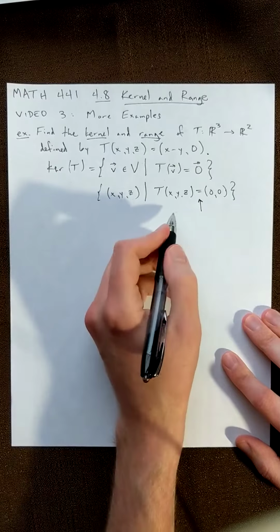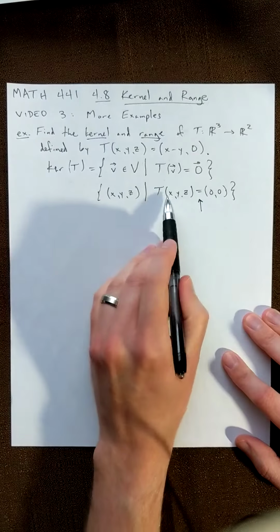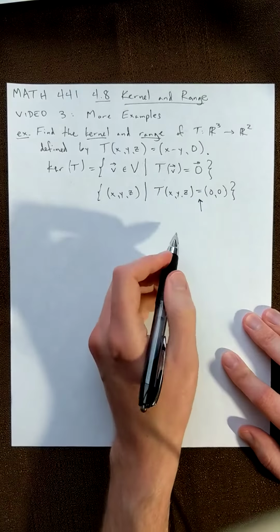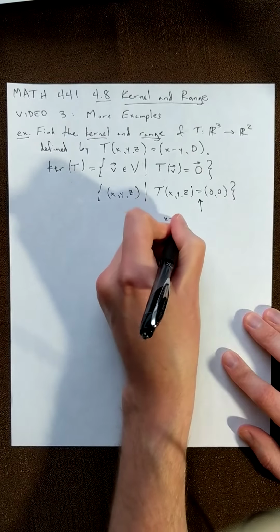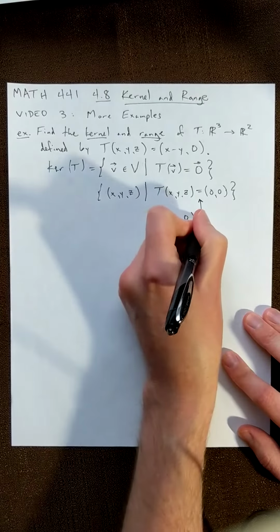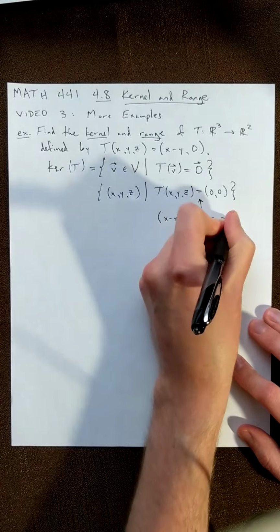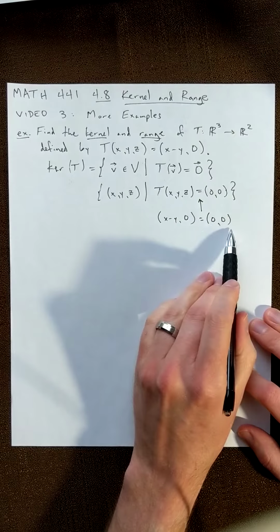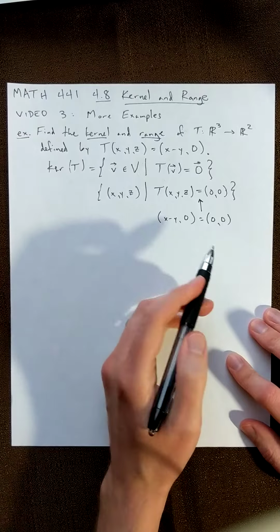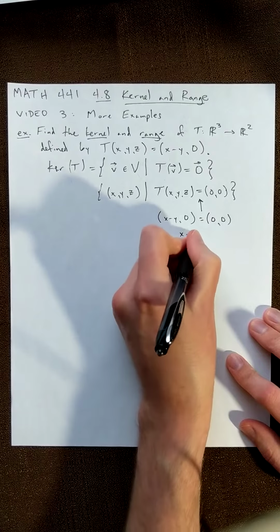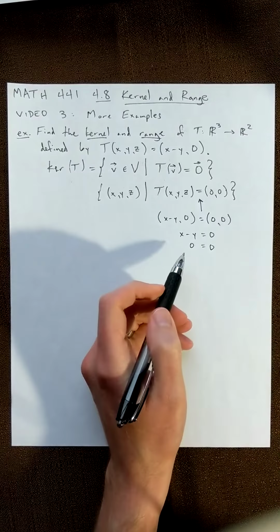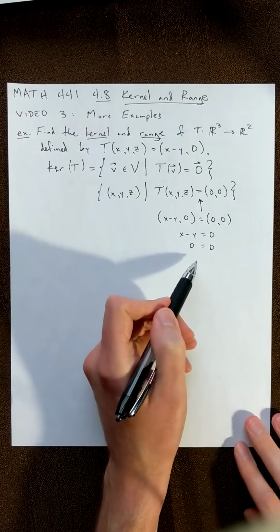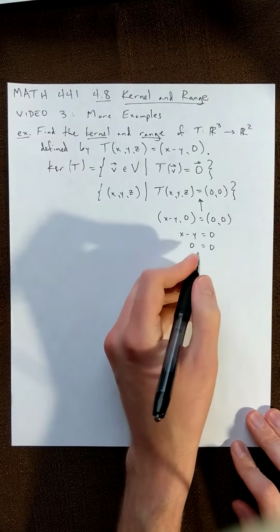So if I'm looking at just this part as an equation, if T of x, y, z is equal to 0, 0, the left-hand side, T of x, y, z, is x minus y comma 0. And if that's going to be equal to a 0 vector, it's got to be a two-dimensional 0, 0. And so we have a system of equations. Now x minus y has to be 0, and 0 has to be 0. And so really this is saying that x equals y, and otherwise everything goes.